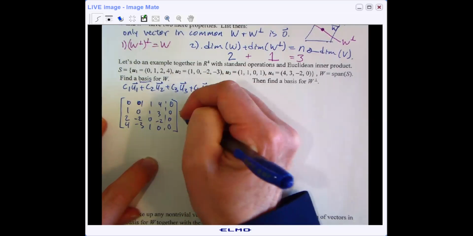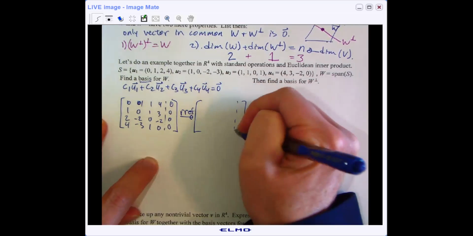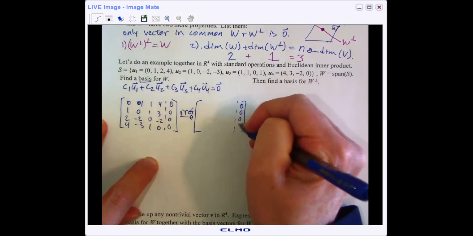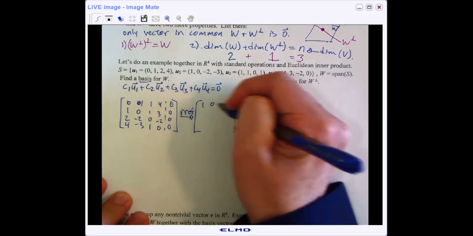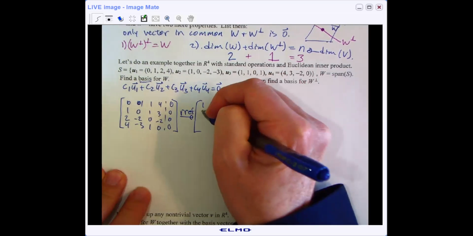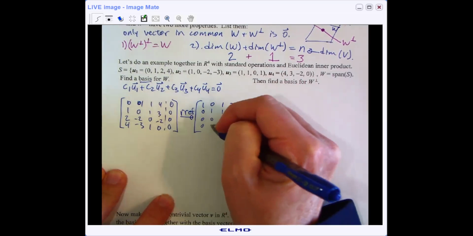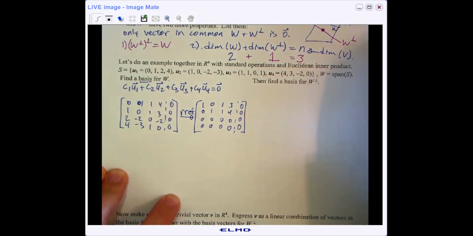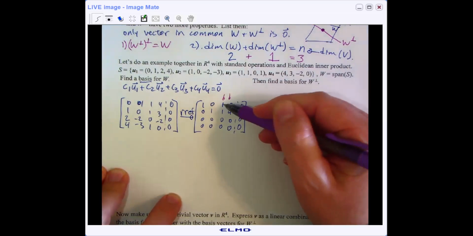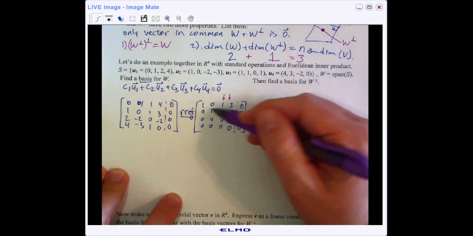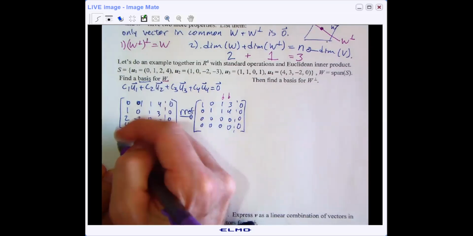And if we RREF that matrix, I know this has to be zeros, but let's see what we get. We get 1, 0, 1, 3, 0, 1, 1, 4, and then 2 rows of zeros. Uh-oh. So that tells me that the 3rd vector and the 4th vector are linear combinations of the first 2 vectors. So a basis for W would be our first 2 vectors.